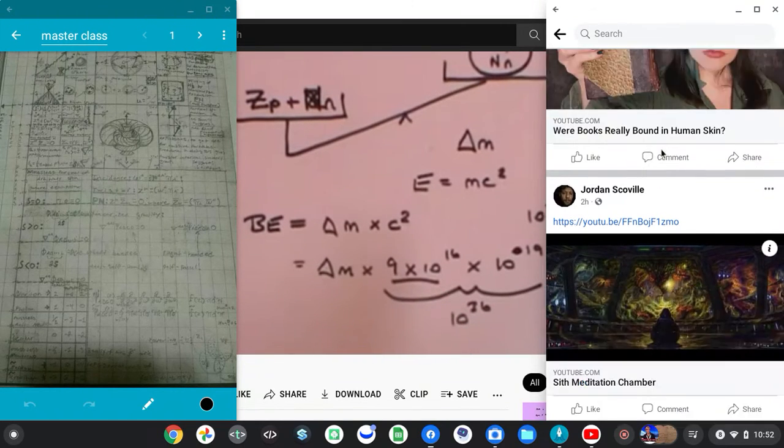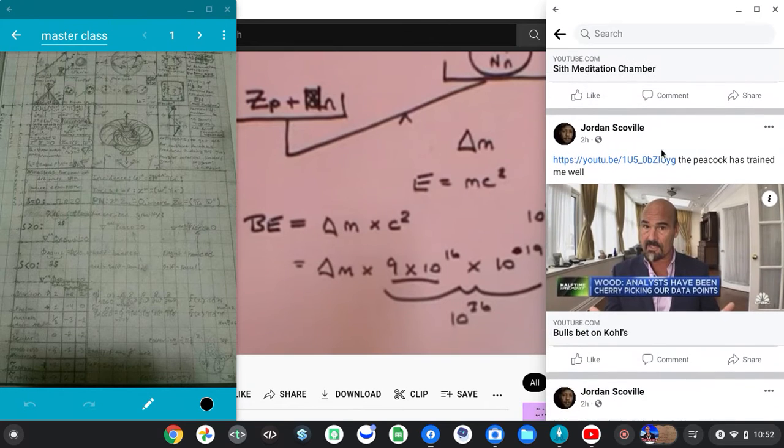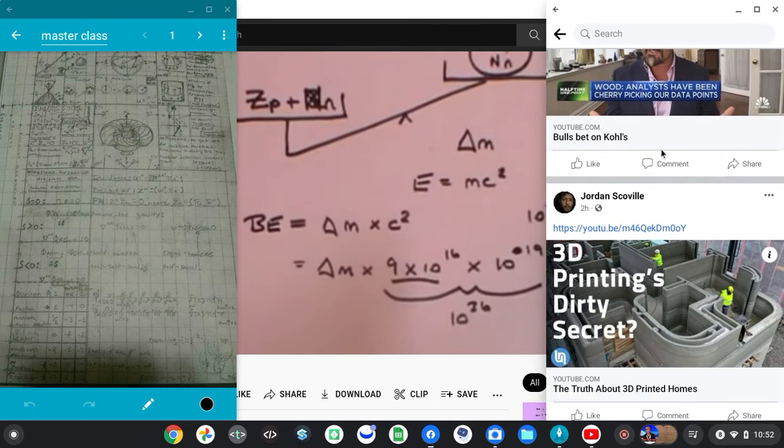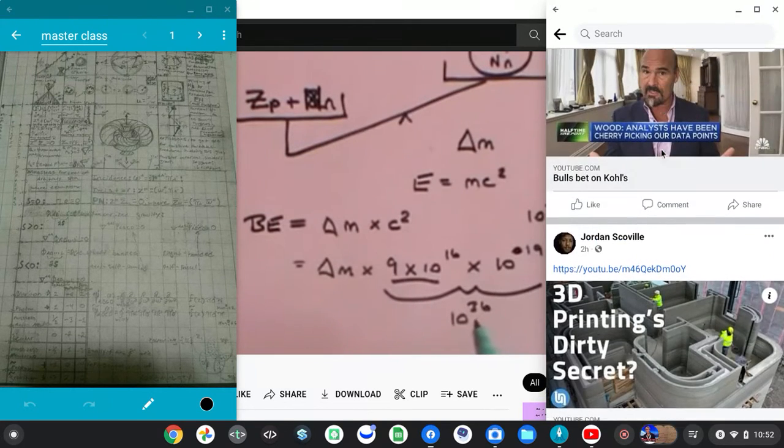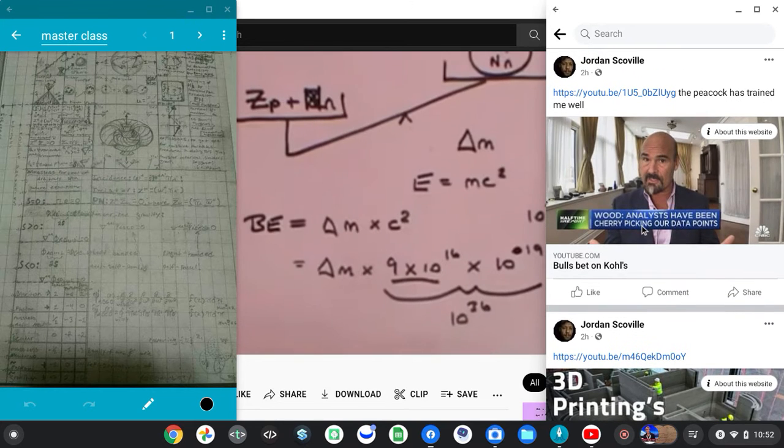So even though you've got a very, very small mass, smaller than the mass of a proton, it converts to an enormous amount of energy.